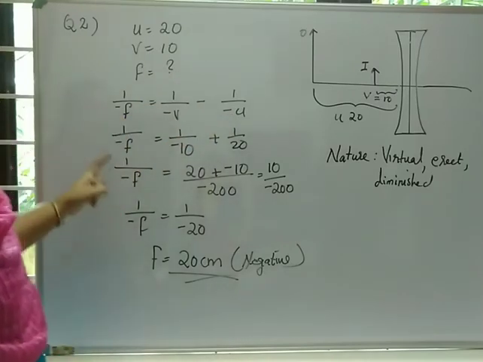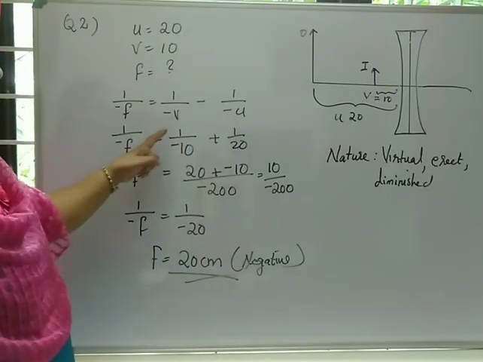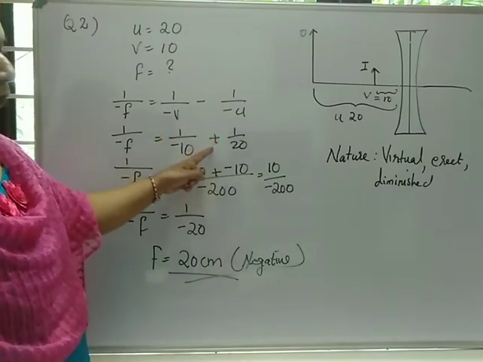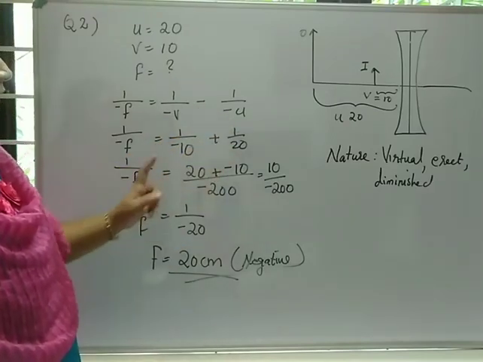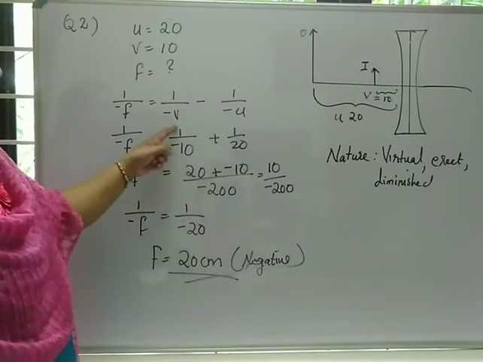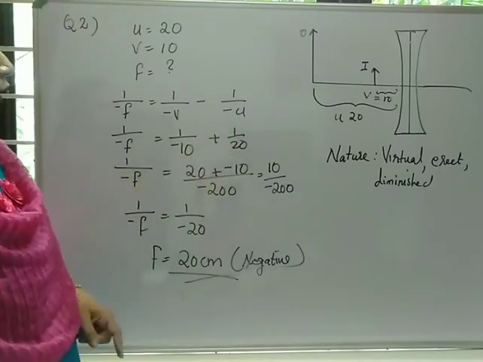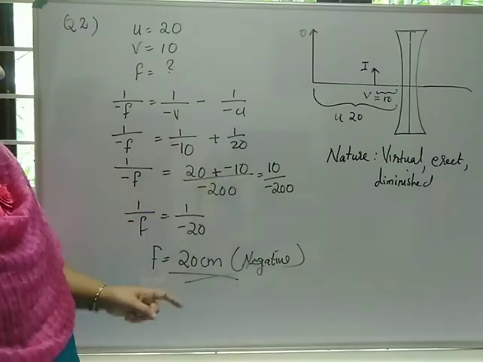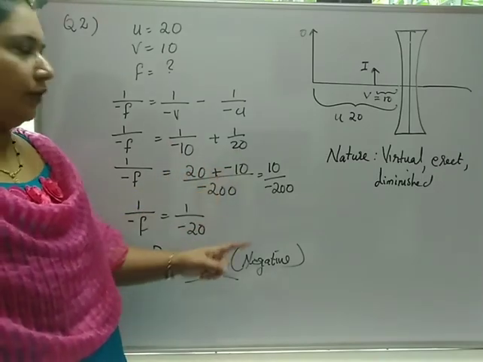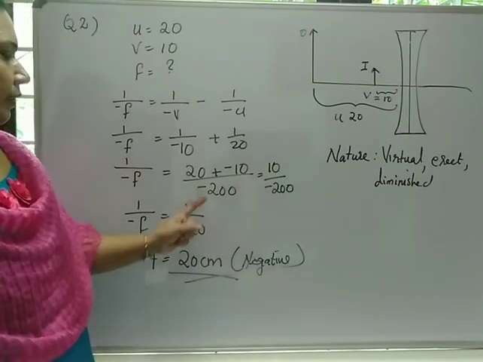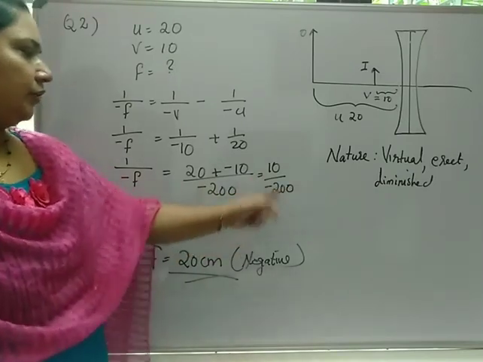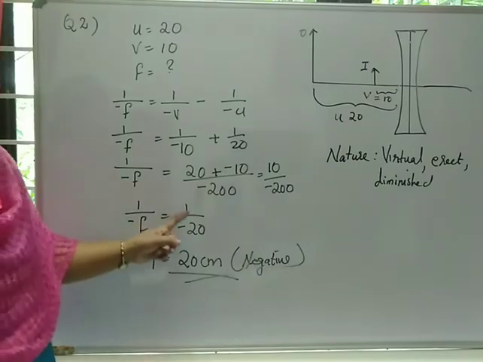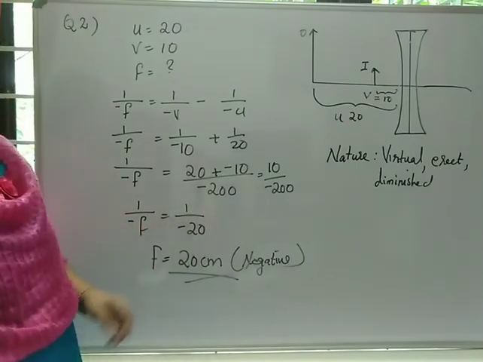Just substitute the values. 1 by negative f is equal to 1 by negative 10, negative of negative, I write here positive, 1 by 20. Now just cross multiply. 20 into 1 plus 1 into negative 10, over negative 10 into 20, negative 200. 20 plus negative 10, that is positive 10 by negative 200. The zeros get cancelled. So we will get 1 by negative f is equal to 1 by negative 20. Both negatives will be cancelled.